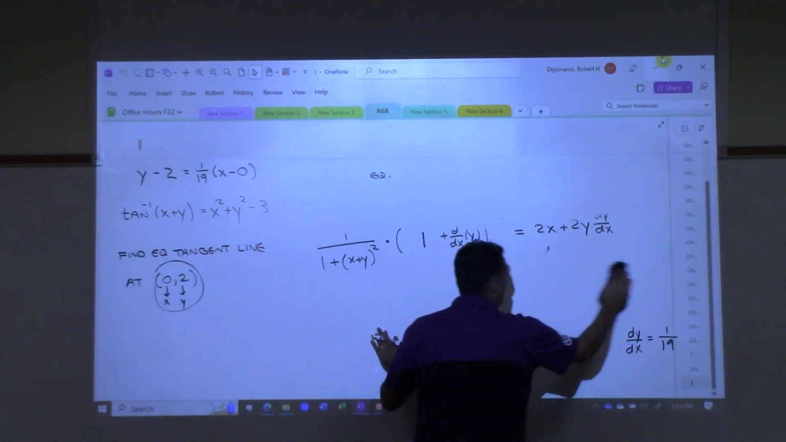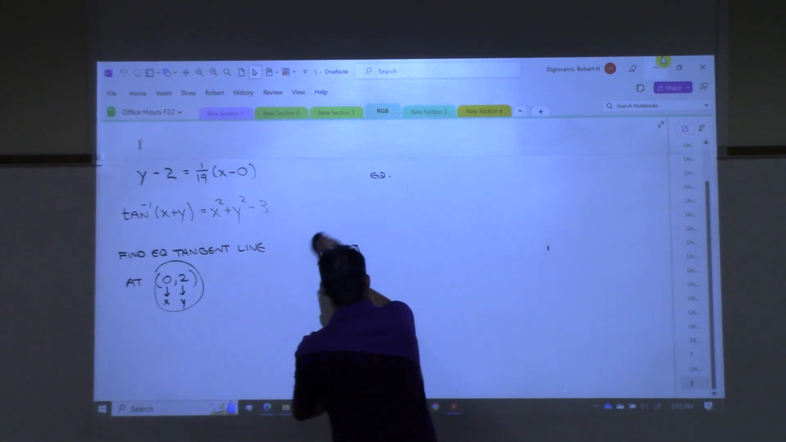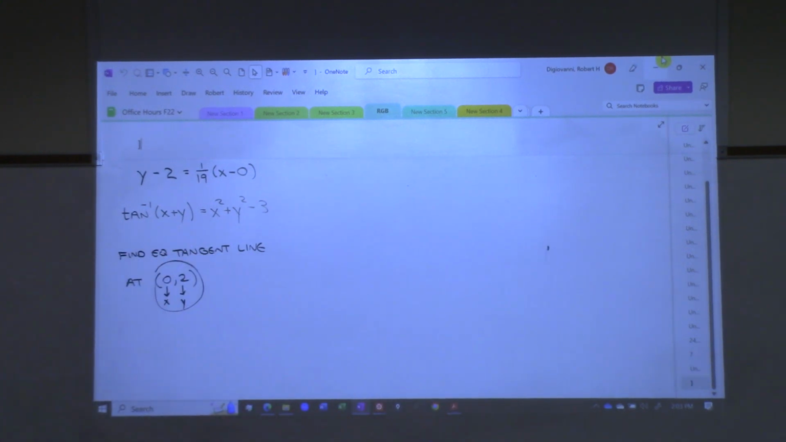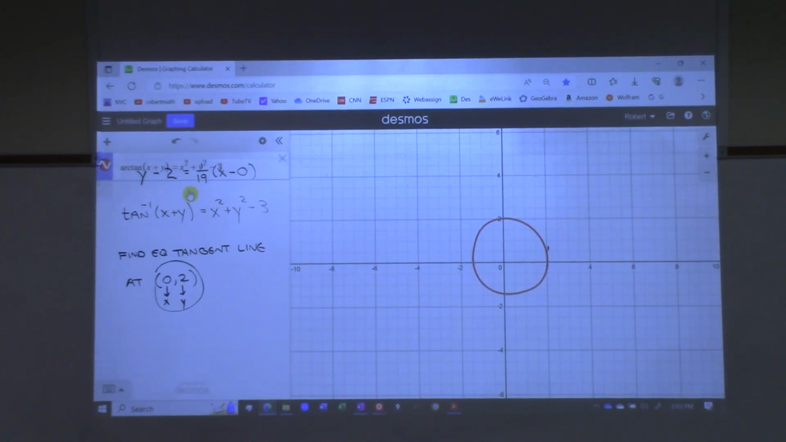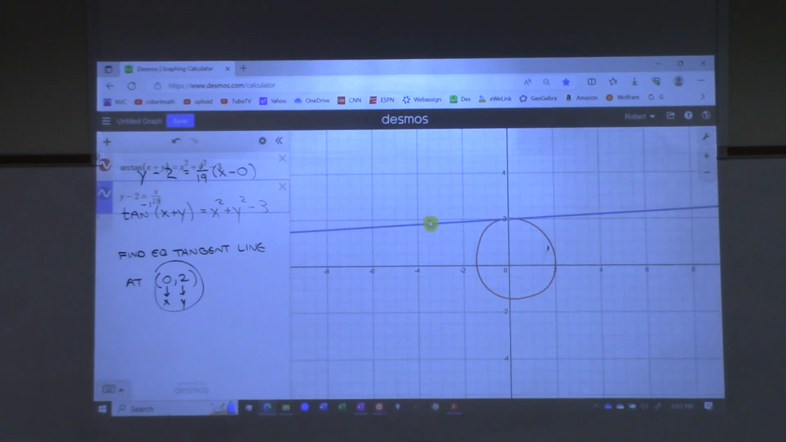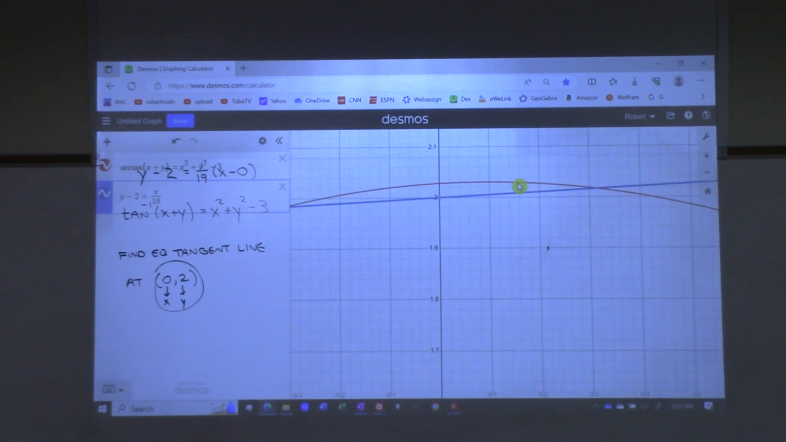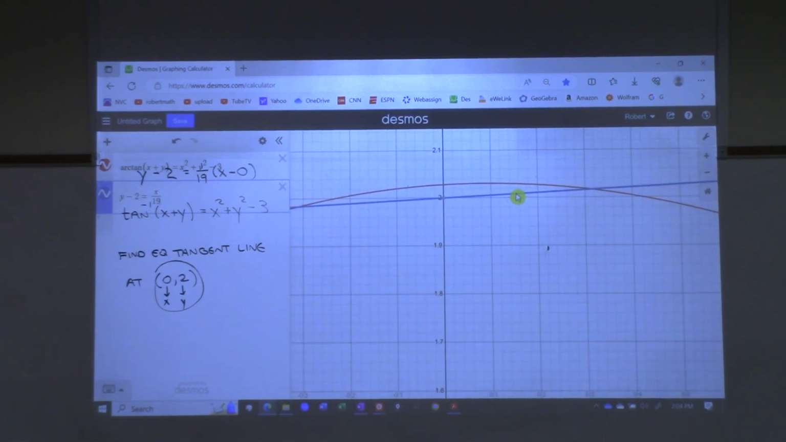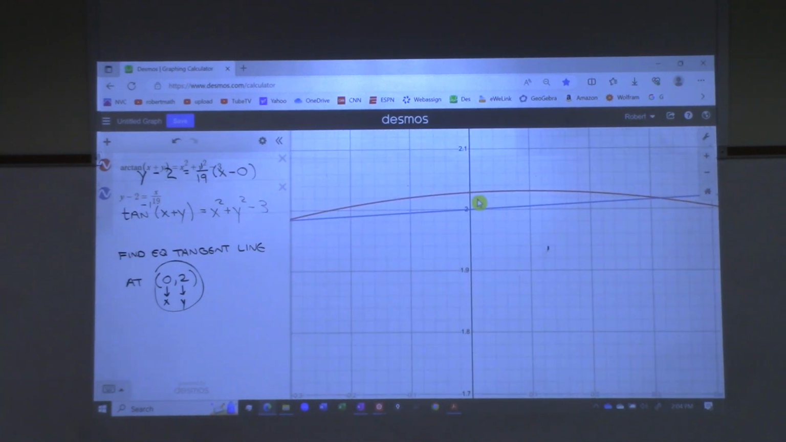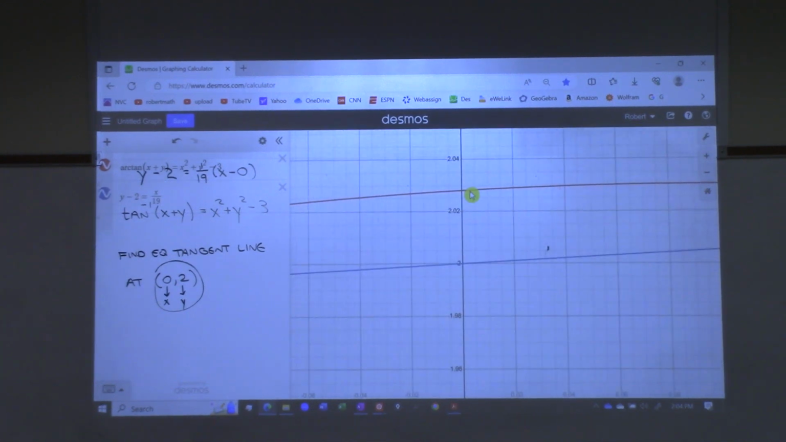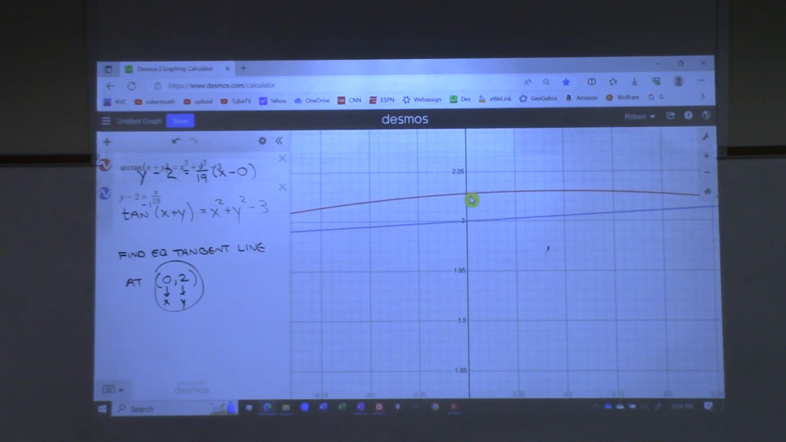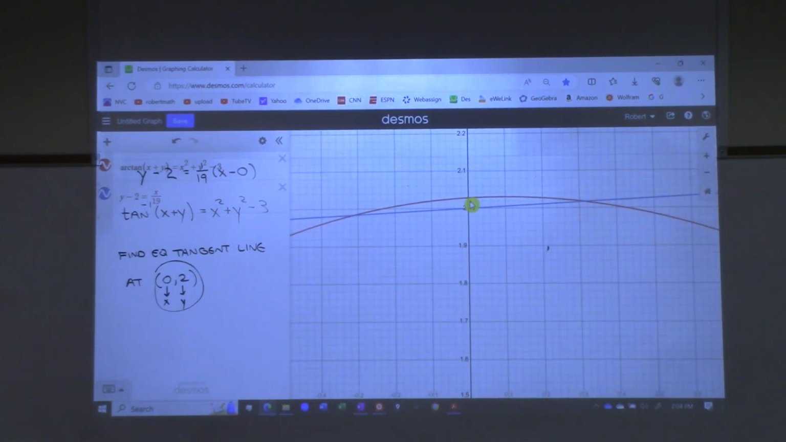That is the equation of the line that is tangent to that curve at that point. And now I'm going to verify it by graphing it. So y minus 2 equals, I'm just going to put x over 19. There it is. We have a bigger problem. What's the bigger problem? The 0.02 is not on the curve, right? That's a bigger issue.